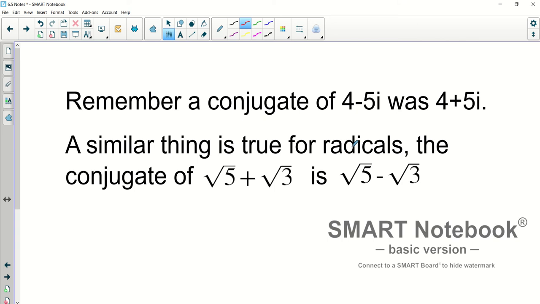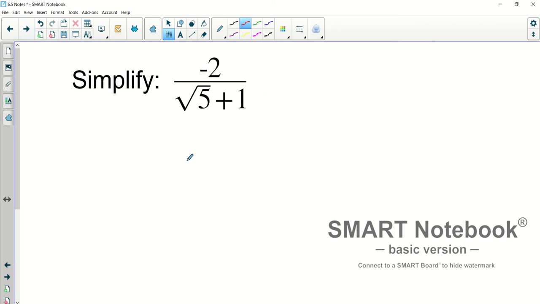A similar thing is true for radicals. So the conjugate of square root of 5 plus square root of 3 is square root of 5 minus square root of 3. Again, notice just change the sign of the second part. We need to use this conjugate to be able to simplify some expressions.